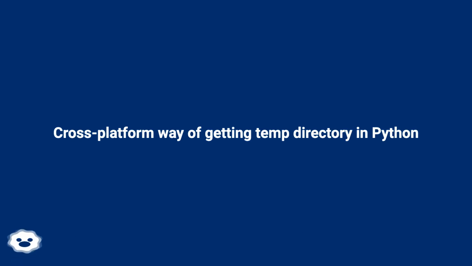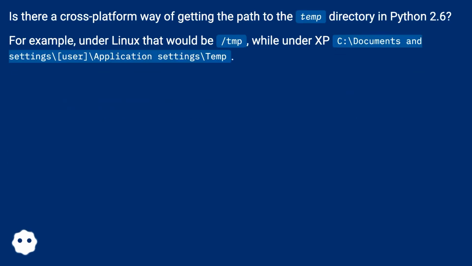Cross-platform way of getting temp directory in Python. Is there a cross-platform way of getting the path to the temp directory in Python 2.6? For example, under Linux that would be /tmp, while under XP that would be C:\Documents and Settings\user\Application Settings\Temp.